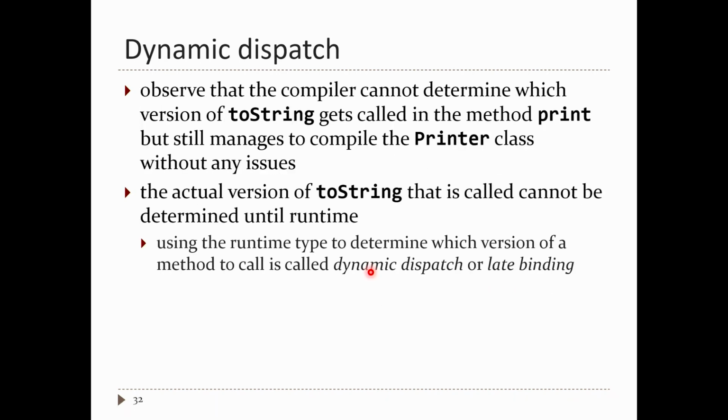So it's dynamic because it happens at runtime. Dispatch means which version of the method to call. So that's why it's given the name dynamic dispatch. Late binding means the same thing. The word late means it does not happen at compile time. It happens at runtime. Binding means which version of the method gets called. So these are both equivalent terms for the same mechanism.